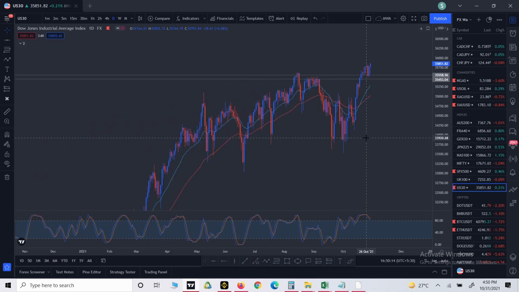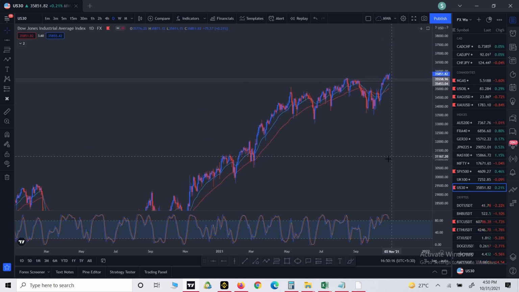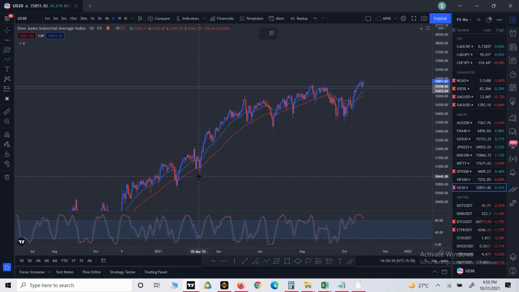On US30, let's start from here. We are going to say high, low, higher high, higher low, and then we have the higher high and higher low. And right now the price broke and closed above the previous high.